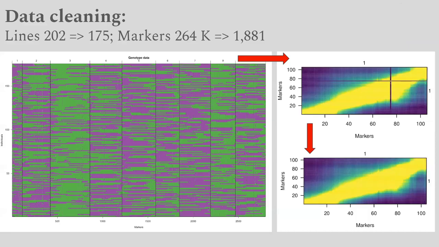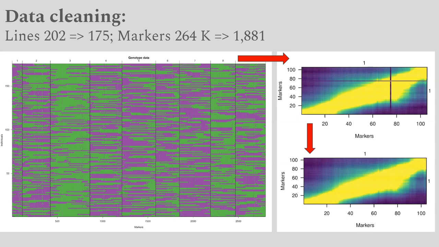This is the genotypes of all 200 lines as I was getting close to the end. These columns are the 9 chromosomes of Brassica oleracea, and each row is one of the double haploid lines. And purple means it got the allele from the Chinese kale parent, and green means it got the allele from the broccoli parent.